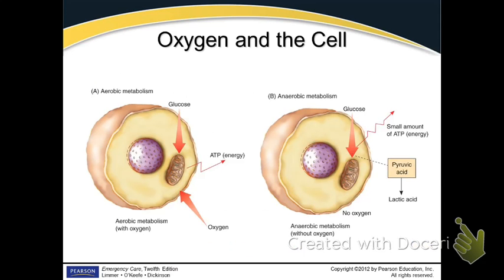sides to that. What's not normal is the lactic acid. This is what gets in the muscles and makes your muscles so sore for such a long period of time. And this happens when we enter into an anaerobic metabolism.